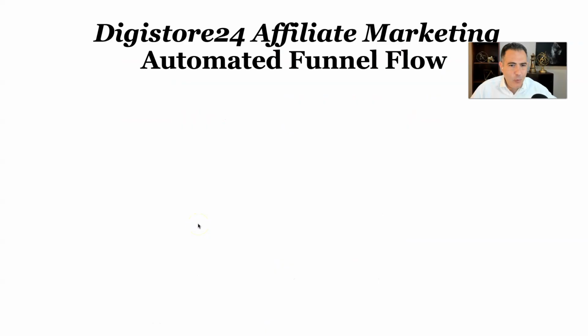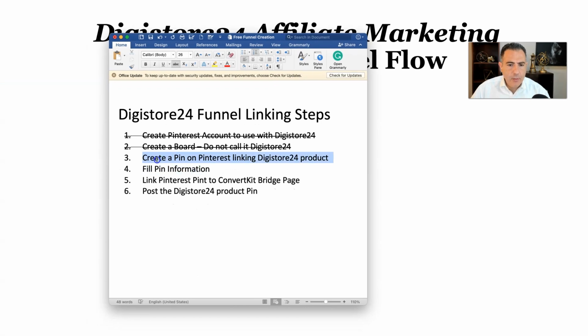Before we continue, let's go ahead and check out our list here to make sure that we covered everything. Did we create a pin? Yes, we did, and let's go ahead and mark that off. Did we fill in the information? Yes, we filled out the card, which is the pin, and we linked it to the bridge page on ConvertKit.